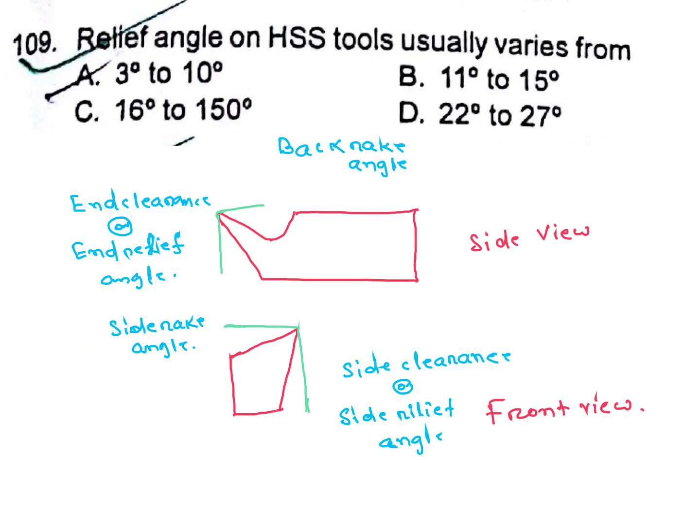Relief angle on HSS tools usually varies from, first, if you see the side view, and this is for front view. In side view, this is back rack angle, and this angle is end clearance or end relief angle. And in front view, this angle is side rack angle, and this angle is side clearance or side relief angle. In this question, they asked relief angle on HSS tool. Answer is A. It varies from 3 degree to 10 degree. So, A is our answer.